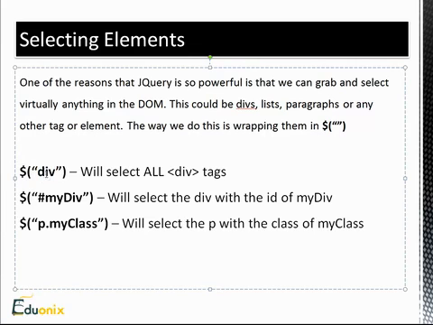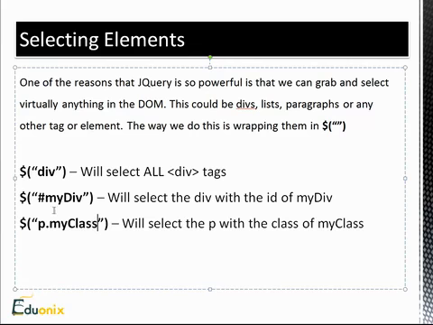Alright, so if you want to zero in on a certain div, then you can give it an ID, and you can do it this way. So this here will actually select only the div with the ID of my div. And it's not just divs, you can get paragraphs. So this here would grab the paragraph with the class of my class. You can grab form elements, span tags, pretty much anything at all. And that's what makes this so powerful.